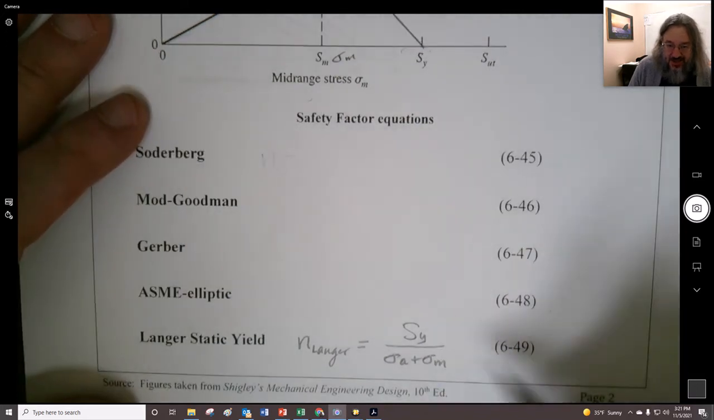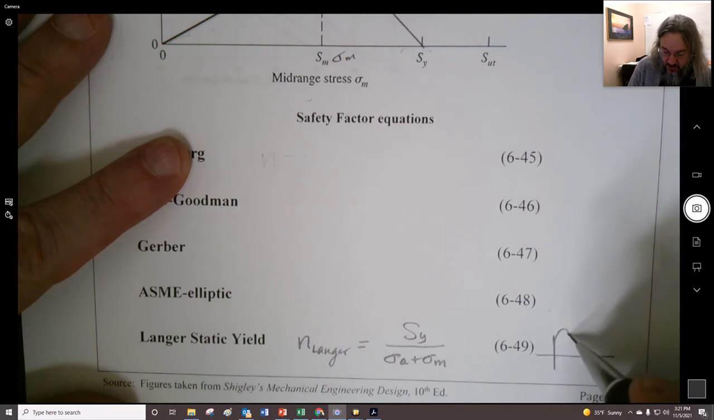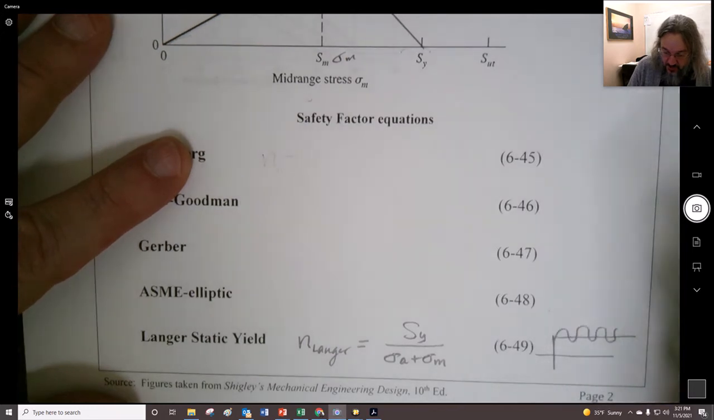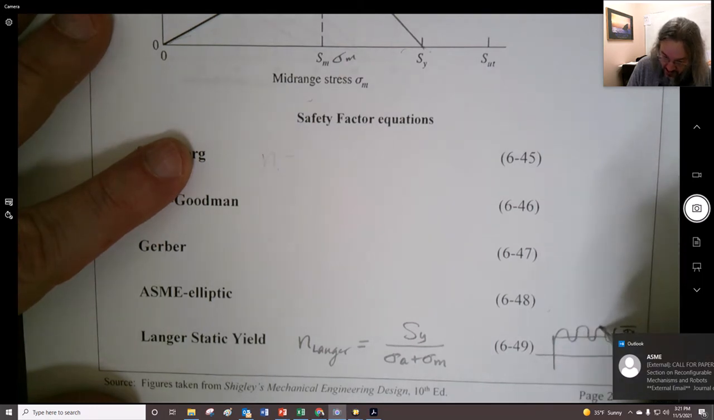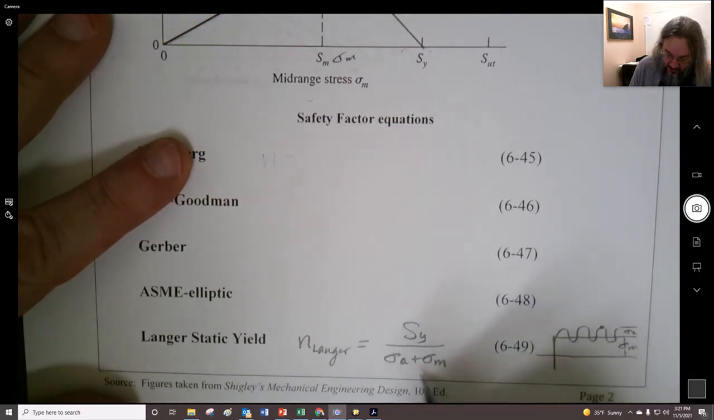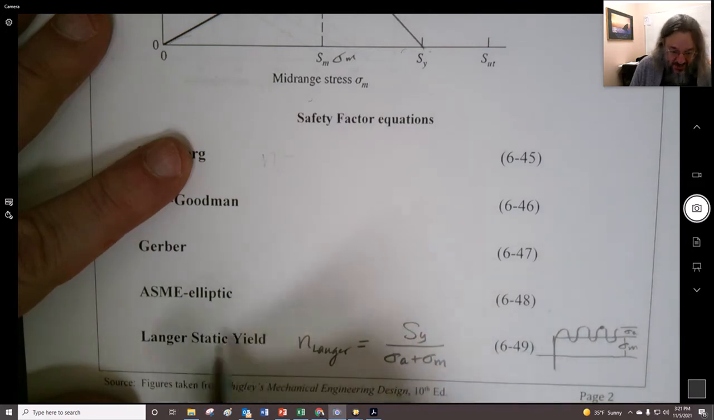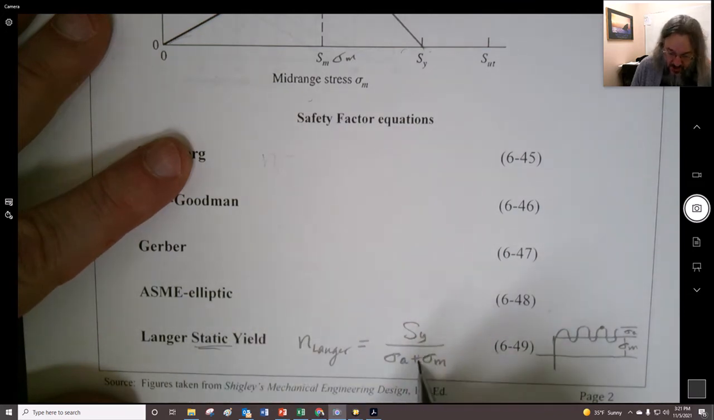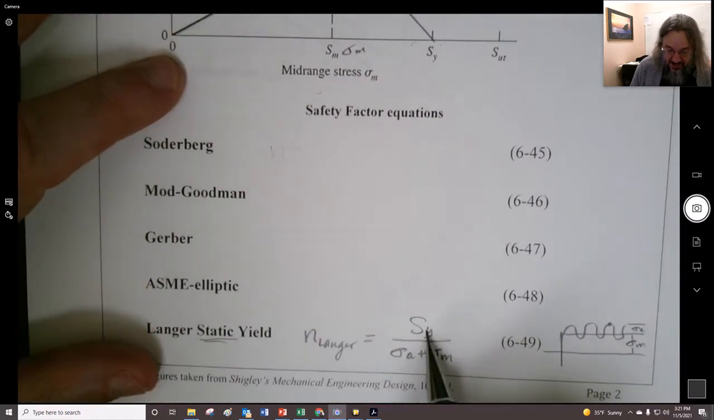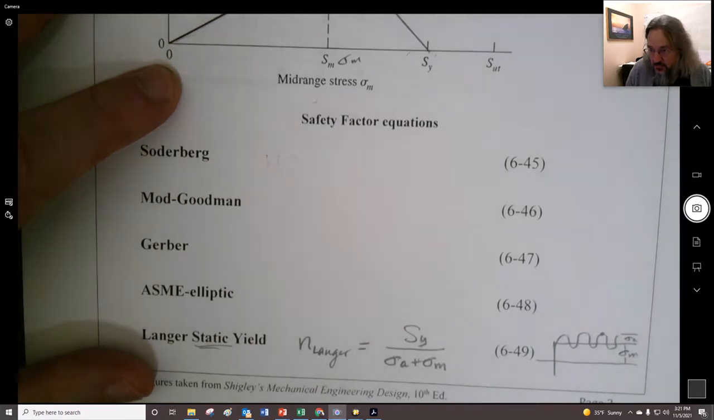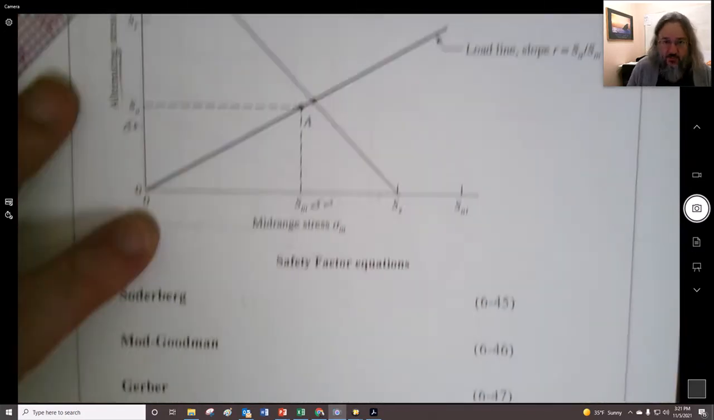And that actually just kind of makes sense, right? Because isn't the alternating plus the mid-range, right? Here you go, right there. Here's your mid-range, and here's your alternating. Isn't that just the maximum? Alternating plus mid-range is the maximum. So this is just a static stress, right? If it exceeds the yield strength, it has failed, or it has permanent deformation, right?